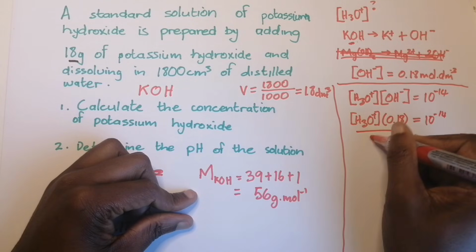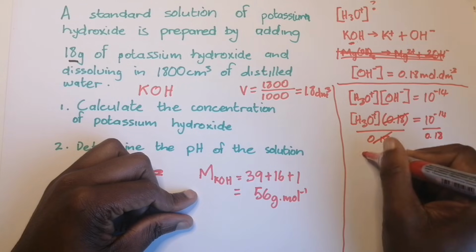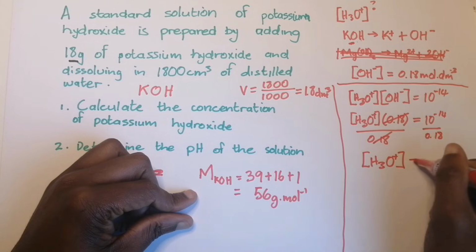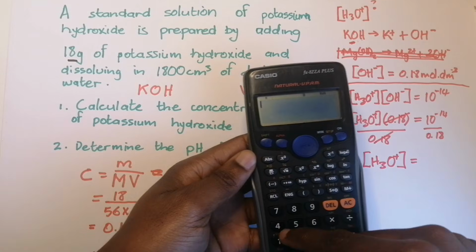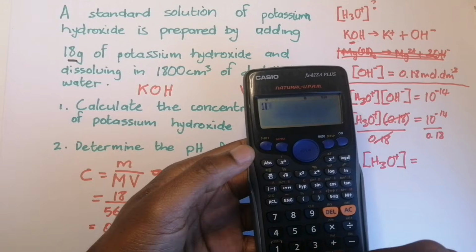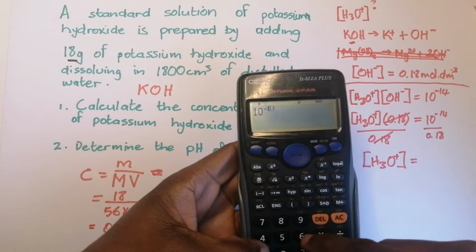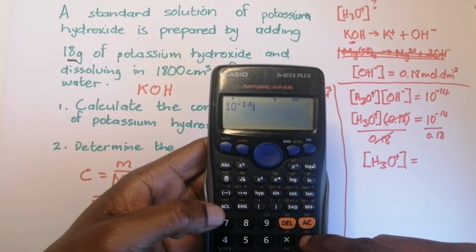And as a result, you can divide both sides by 0.18. Of course, that cancels out. So as a result, the H3O plus concentration, that's 10 to the power negative 14. Remember, this is minus 14. And you divide that.